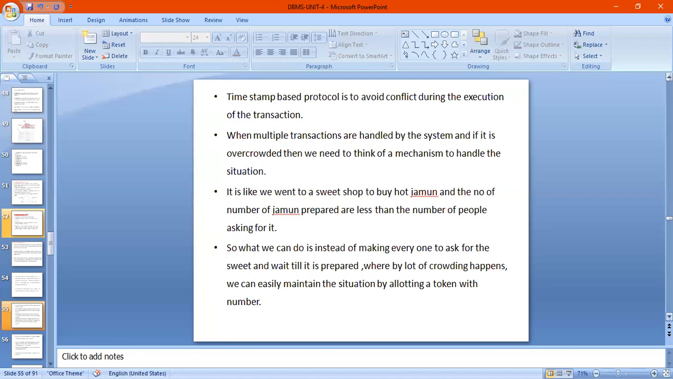The timestamp-based protocol is to avoid conflicts during the execution of the transaction. When multiple transactions are handled by the system and if it is overcrowded, then we need to think of a mechanism to handle the situation. It is like we went to a sweet shop to buy hot jamun and the number of jamun prepared is less than the number of people asking for it. So instead of making everyone ask for a sweet every time and wait till it is prepared, whereby a lot of crowding happens, we can easily maintain the situation by allotting a token with a number.